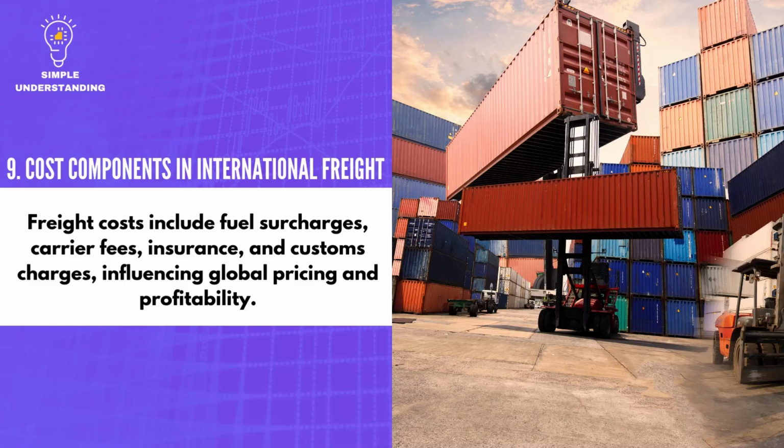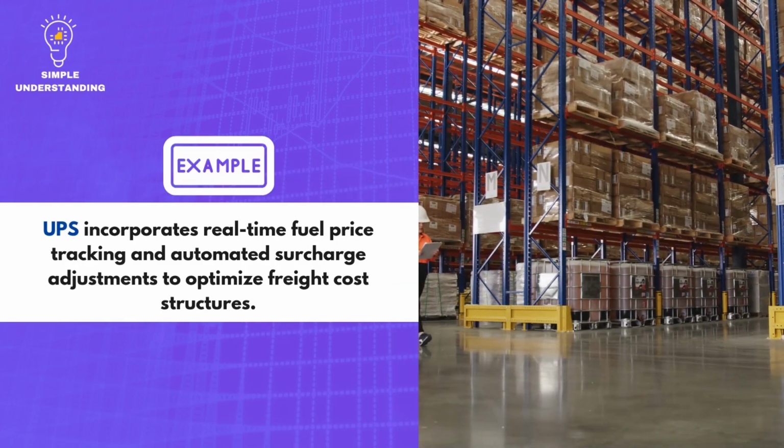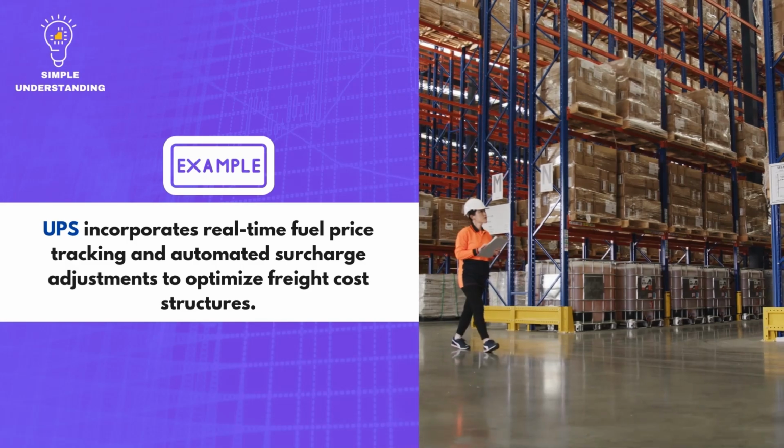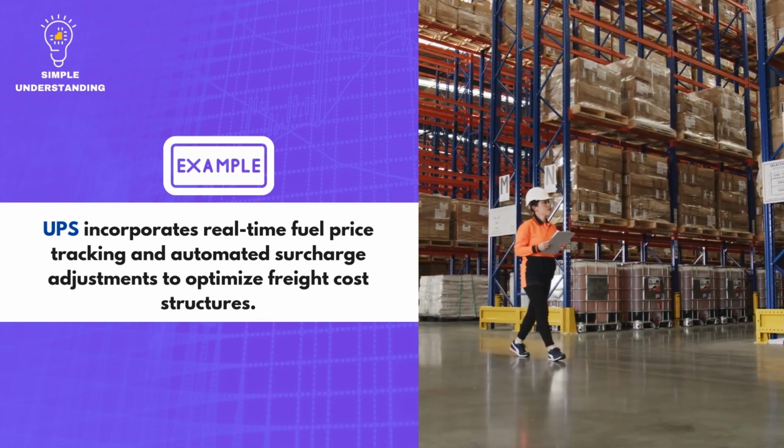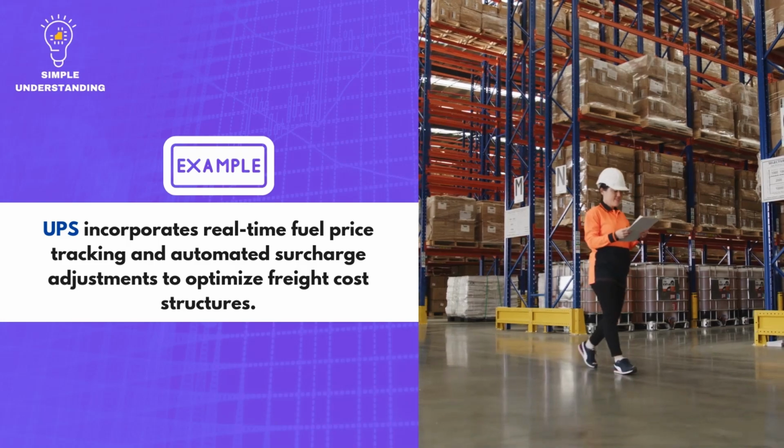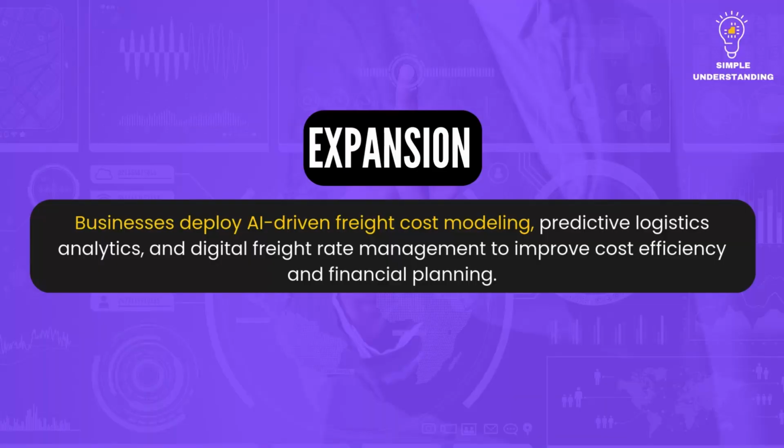9. Cost components in international freight. Explanation. Freight costs include fuel surcharges, carrier fees, insurance, and customs charges, influencing global pricing and profitability. Real company example. UPS incorporates real-time fuel price tracking and automated surcharge adjustments to optimize freight cost structures. Expansion. Businesses deploy AI-driven freight cost modeling, predictive logistics analytics, and digital freight rate management to improve cost efficiency and financial planning.